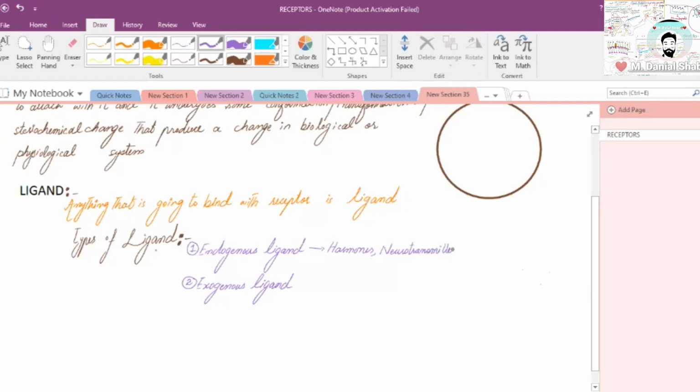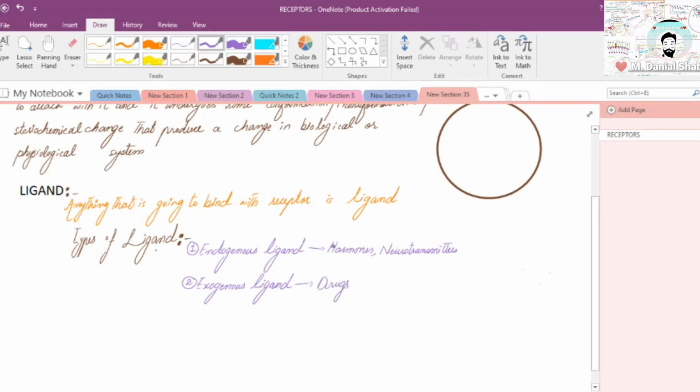Neurotransmitters, as you people know, like acetylcholine, norepinephrine, epinephrine, dopamine, serotonin, gamma aminobutyric acid. So these are the endogenous ligands. Then there is the exogenous ligand, for example, drug molecules, drugs.